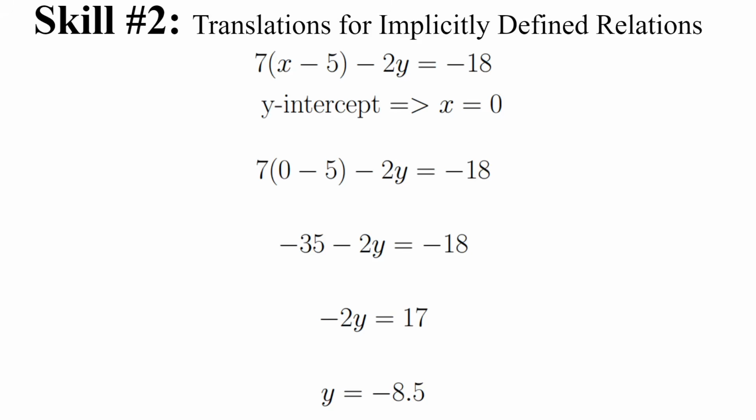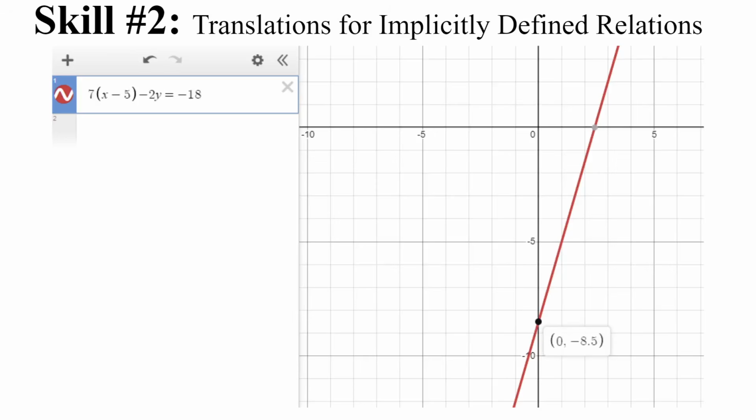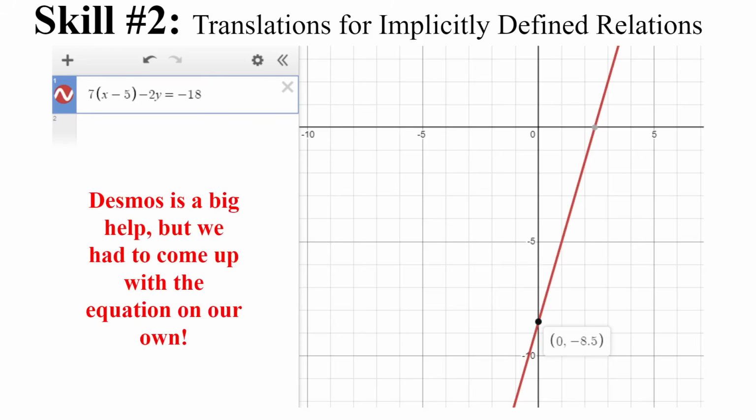Great. And once again, as you can see, Desmos would be a huge help for this one. Once you figure out that new implicit equation, you can just type it in and figure out any intercept or any point on that graph pretty quickly.